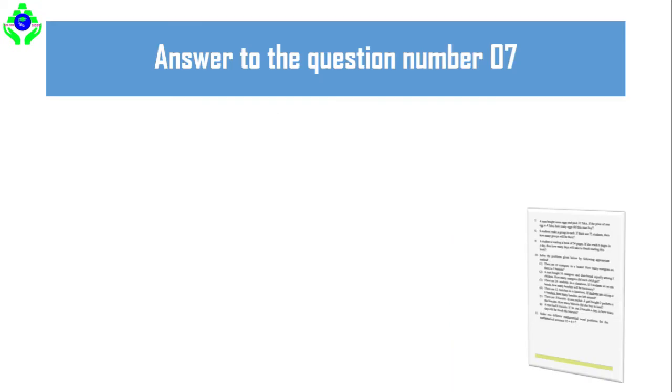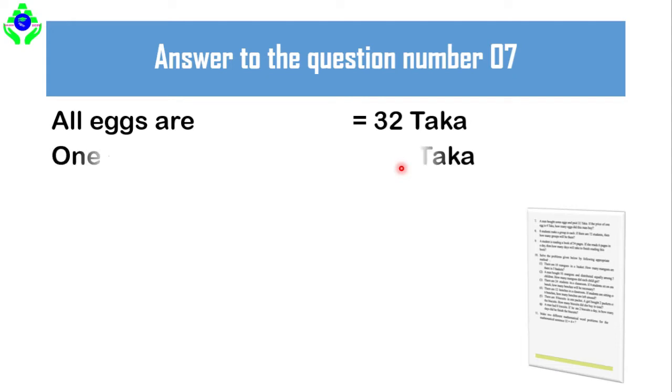Dear students, this is the answer of question number 7, where in the first line you should write that all eggs are 72 taka. After that you need to write one egg is 4 taka. As mentioned in your page number 73, all eggs are 32 taka. That means the man paid 32 taka and each egg has the price 4 taka. That's why we wrote that one egg is 4 taka and all eggs are 32 taka.